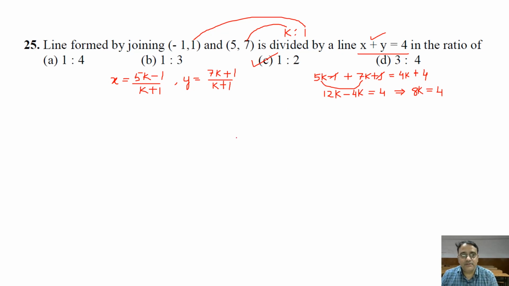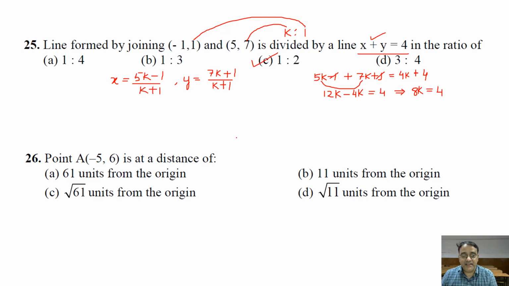Next we are moving toward question number 26. Point A (-5, 6) is at a distance of dash units from the dash. In all options there is origin, so let's take the origin and calculate the distance. See, (-5 minus 0) whole square is 25, (6 minus 0) whole square is 36. Square root of this is the answer. What is the final answer? Root 61. So the correct option is C.